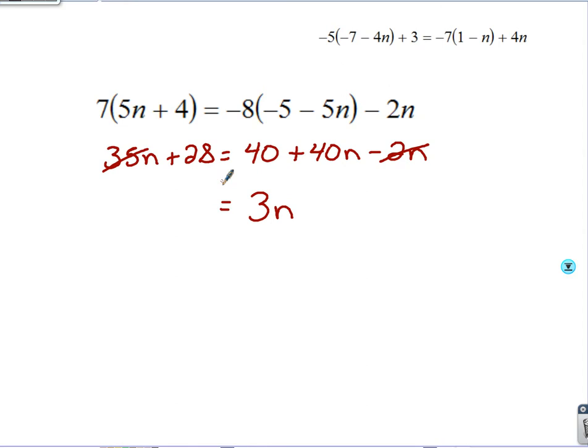If you can do 28 minus 40 in your head, or if you want to punch it straight into your calculator, you don't have to show me what you're adding and subtracting. Just do it. What is 28 take away 40? Negative 12. That makes sense.